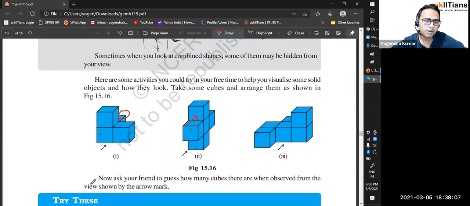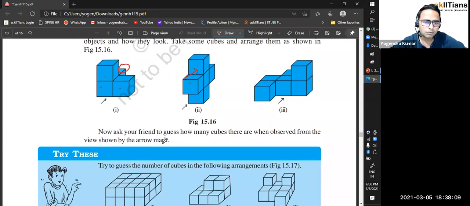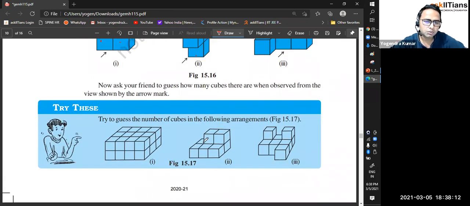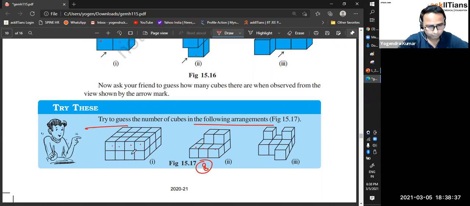Again, on the different views, now ask your friend to guess how many cubes are there. These are the things we need to observe. Try to guess the number of cubes in the following arrangement. This is easy to guess. How many are there? 1, 2, 3, and behind them will be 3 or more, and then 2 above. So that's why I can count 8 here. Then like that, 3 layers are there. So 8 threes are 24.